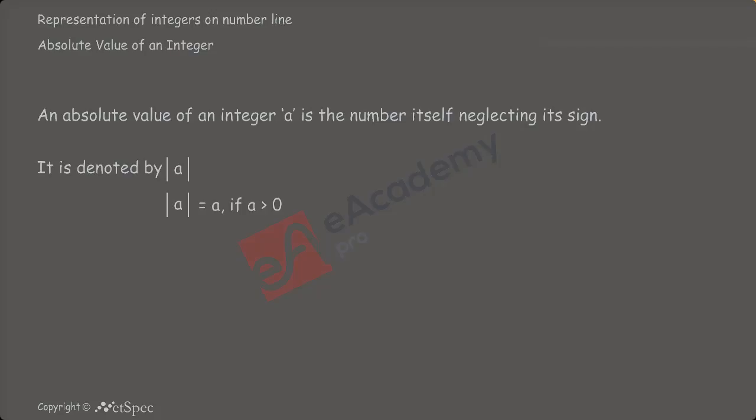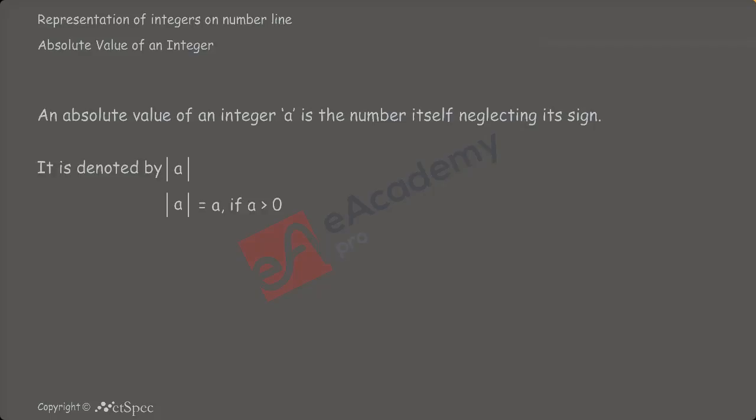Let us see the actual meaning of the absolute value of an integer. In some situations, we need to consider the numerical or numeral value of the number neglecting the sign. In such kind of situations, we make use of the concept of modulus or absolute value. Let us now understand how to get the absolute value of an integer or modulus of an integer.